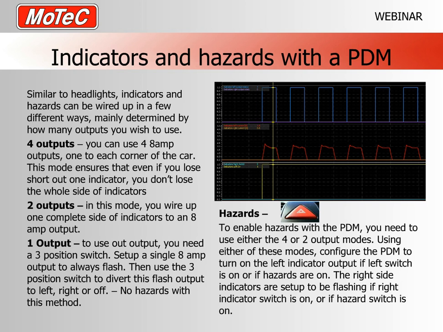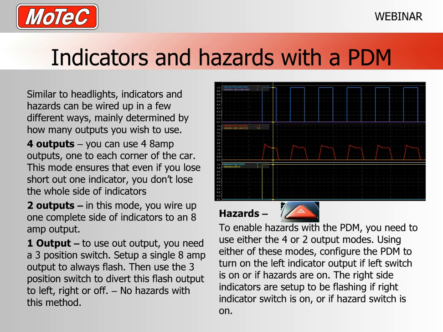So, for example, with indicators and hazard lights, again, you can use 4 outputs, and the 8 amp outputs will be sufficient, 1 to each corner of the car. And again, you can monitor each of the lamps in this case, and if you lose a lamp, you won't be compromising the operation of any of the other lamps in the system.